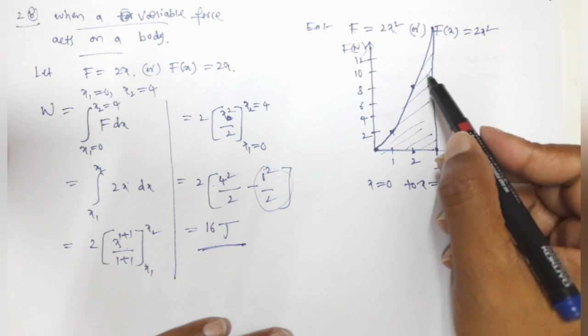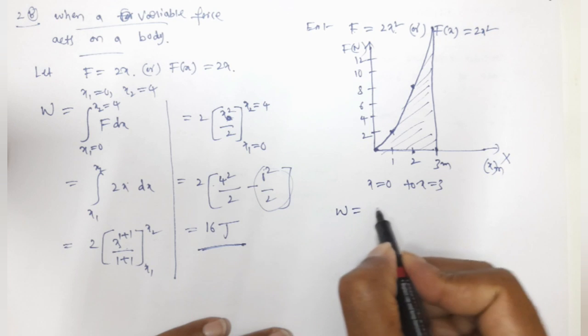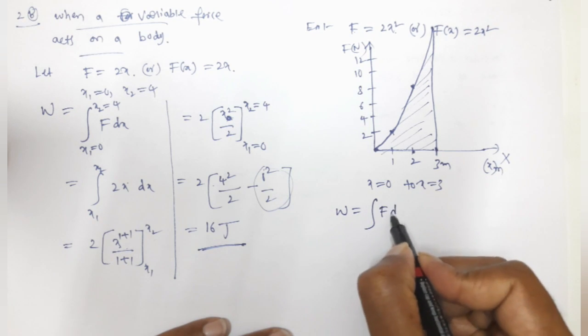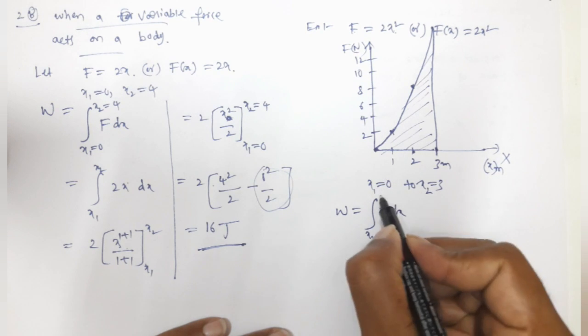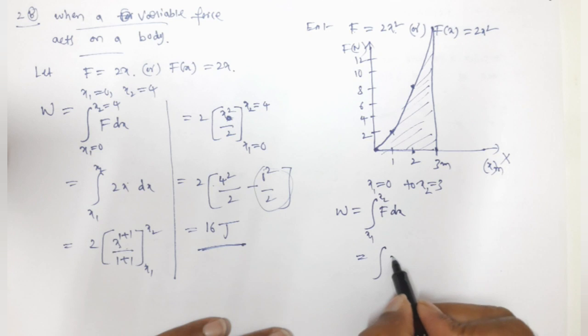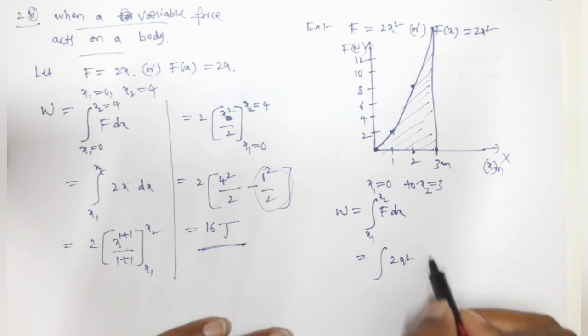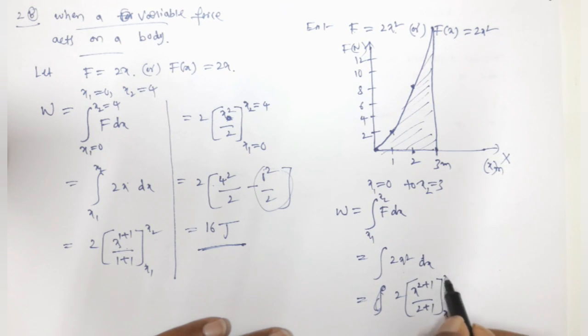But how do we find this area? Again by using integration. Work done is equal to the integral of f dx, with lower limit x1 and upper limit x2. F is equal to 2x square, so the integral of 2x square dx, and 2 stays as it is. So x power 2 plus 1 by 2 plus 1, with lower limit x1 and upper limit x2.